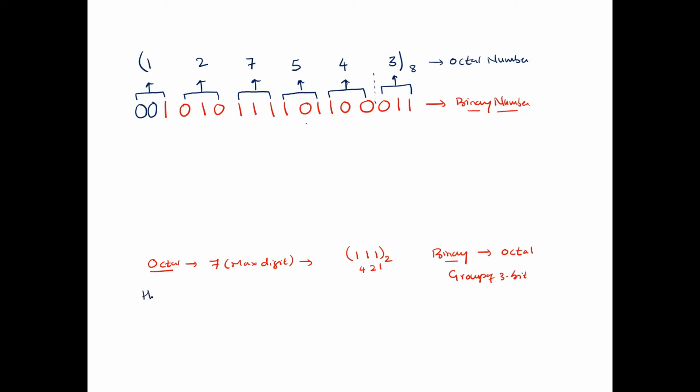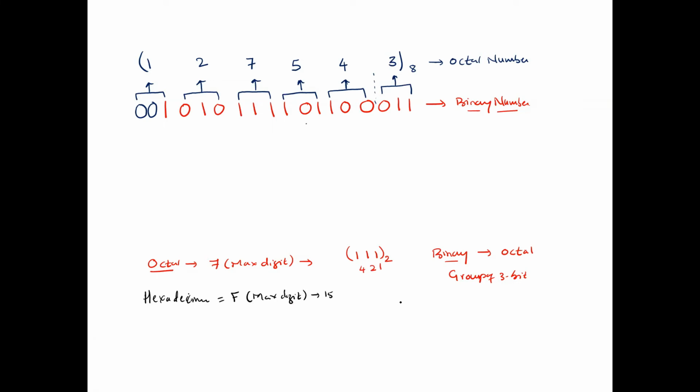And now we will study the hexadecimal number system. What is the largest digit in the hexadecimal number system? F. Okay, so F is the largest digit. And what is the value of F? It is 15, right? Now you are supposed to write this 15 in binary.